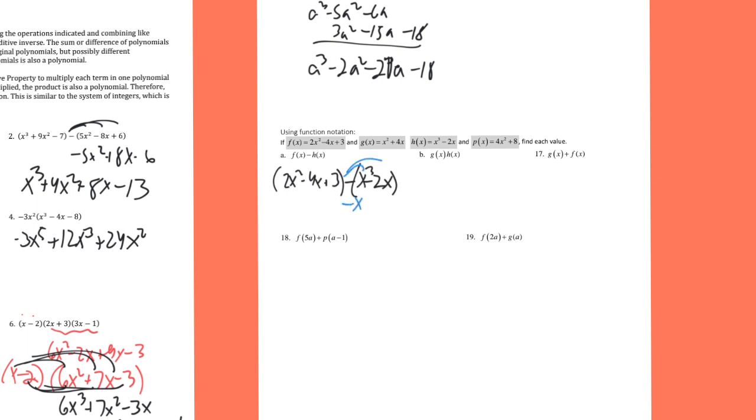You get negative x cubed plus 2x, and then we can combine like terms to say, well, f of x minus h of x is going to equal 2x, oh wait, I lied. It would be negative x cubed plus 2x squared minus 2x, and then plus 3. Combine like terms.